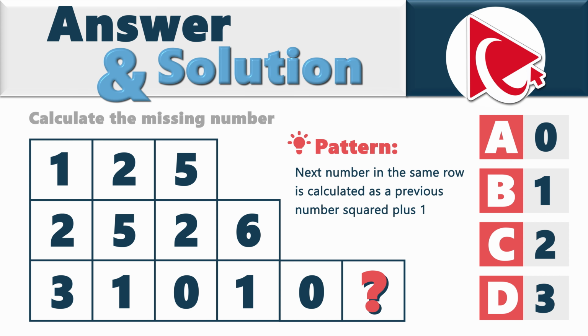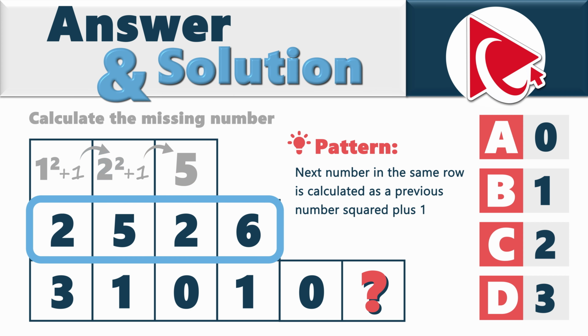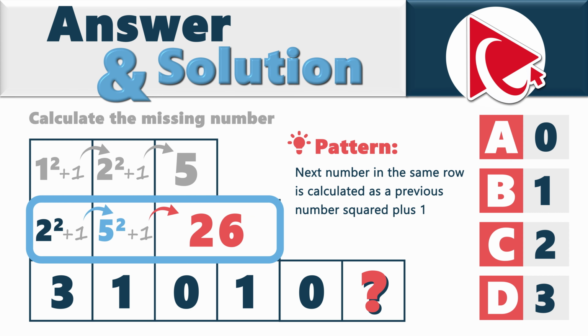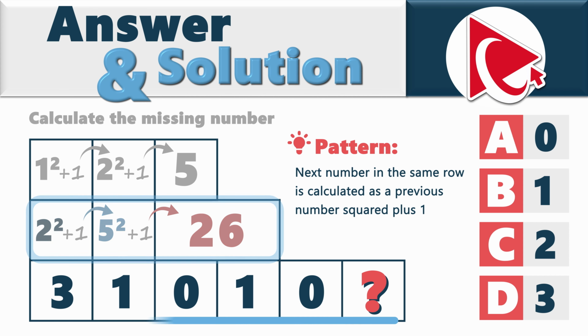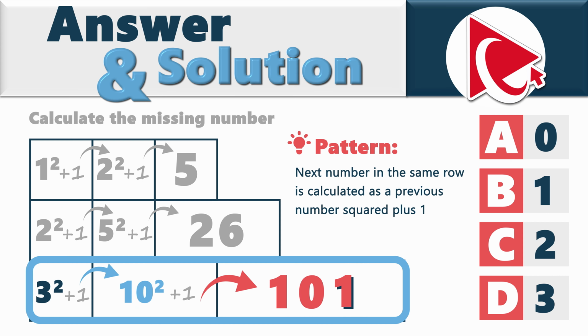Let's look at the example. For the first row, the calculations would be 1 squared plus 1 equals 2. 2 squared plus 1 equals 5. For the second row, the calculations would be 2 squared plus 1 equals 5. And 5 squared plus 1 equals 26. Let's calculate the missing value now. 3 squared plus 1 equals 10. And 10 squared plus 1 equals 101. So the missing number here is choice B, 1.